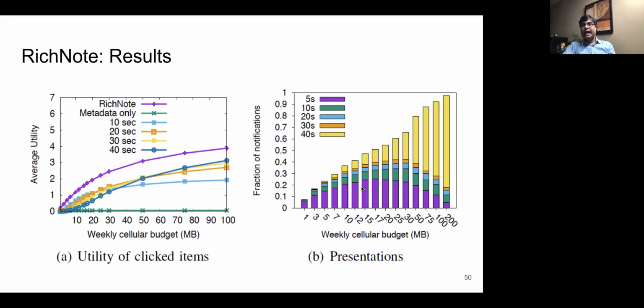So that's the thing. Similarly, in the right drawing, we show how things are mixed up. It's not necessarily the case that all notifications are sent with a fixed presentation detail. Sometimes a 5-second preview is more preferred than a 10-second preview, sometimes 30-second, 50-second, and it's all over. And as you see, whenever the data budget increases, there is a tendency to allocate more and more segments. So RichNote is an example of an edge computing framework that intercepts data as data is coming from the cloud to the user, and then does some adaptation on top of it, and makes higher utility of those content consumption by the user.